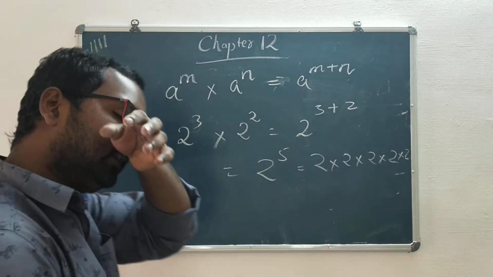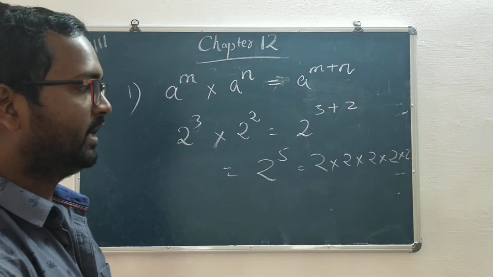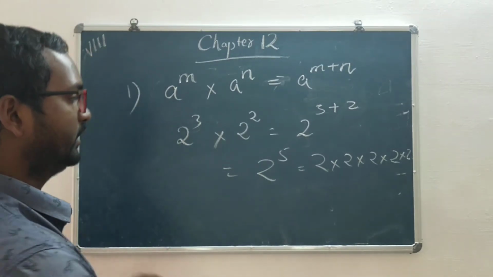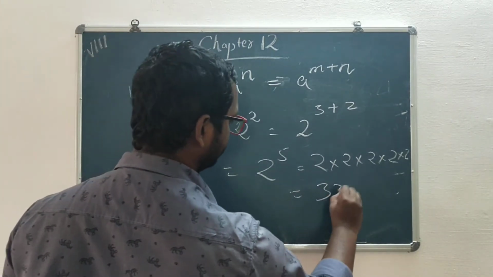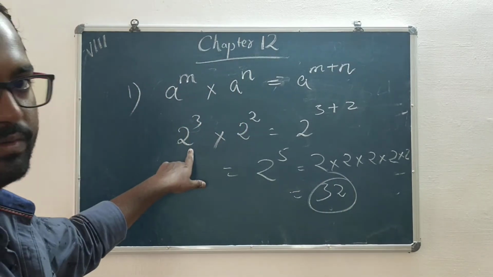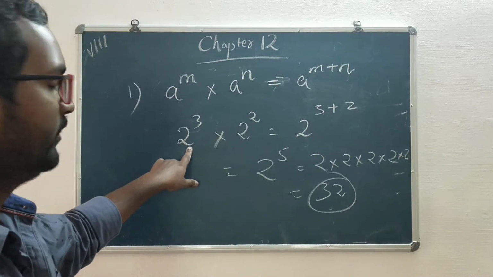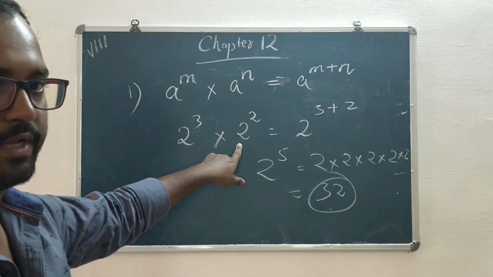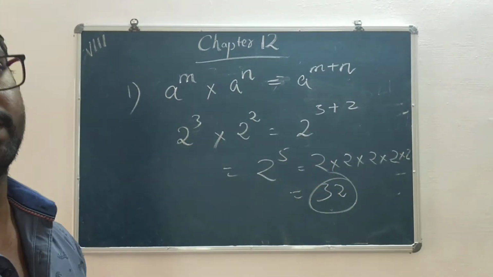So we will get 2 into 2, 4. 4 into 2, 8. 8 into 2, 16. 16 into 2, 32. The final answer is 32. The same answer we got while doing here also. Here 2 power 2, cube, we got 8. Here 2 square is 4. 8 into 4, 32. So this way also we will get the same answer.